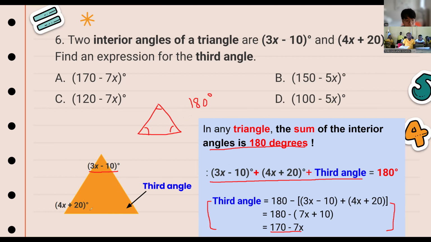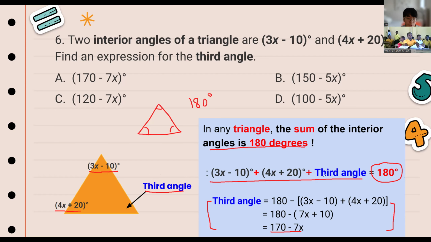And we set up an equation by adding all three angles. You add this angle, 3x minus 10. You add the second angle, which is 4x plus 20. And then finally, you add the third angle. And all of these added together should be equal to 180, right? Do you understand? Okay.